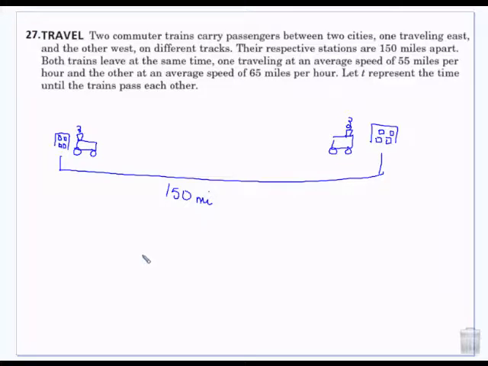All right, so both trains leave at the same time. One travels 55 miles per hour, and the other one is 65 miles per hour. And we want to know, what time do they meet?